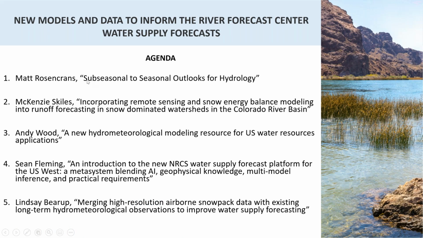We will first hear about subseasonal to seasonal outlooks for hydrology from Matthew Rosencrantz, followed by Mackenzie Skiles with incorporating remote sensing and snow energy balance modeling in runoff forecasting in snow-dominated watersheds in the Colorado River Basin. Andy Wood will then discuss a new hydrometeorological modeling resource for U.S. water resources applications. Sean Fleming will provide an introduction to the new NRCS water supply forecast platform for the U.S. West, a meta-system blending AI, geophysical knowledge, multimodal inference, and practical requirements.